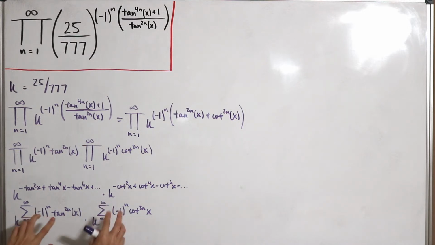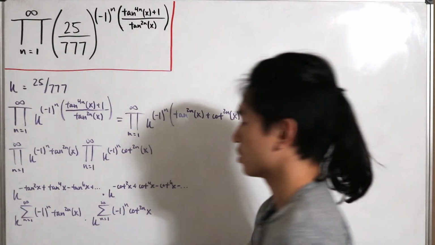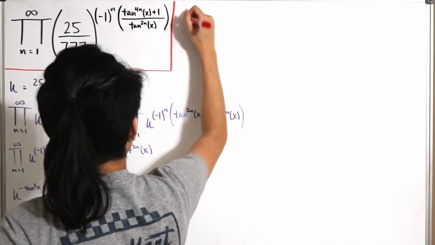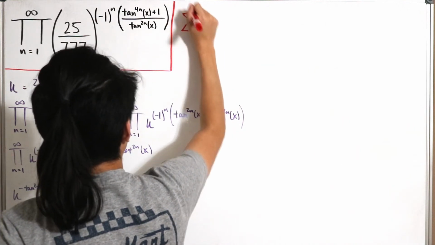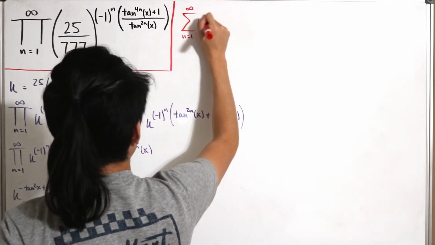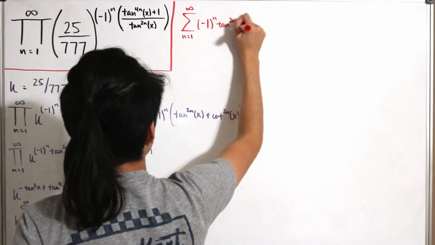Well, really, we need to calculate these two infinite sums associated with the exponent, so that's what we're going to do. We're going to start one by one, so we're going to first focus on this exponent, and then we'll focus on this exponent. All right, so let's now focus on our infinite sum of negative 1 to the power n, multiplied by the tangent of 2n of x. So negative 1 to the n, tangent 2n of x.